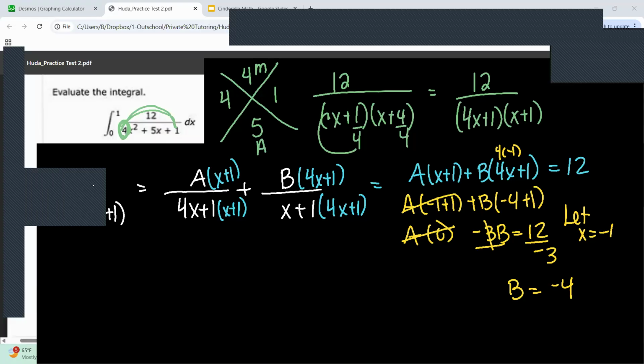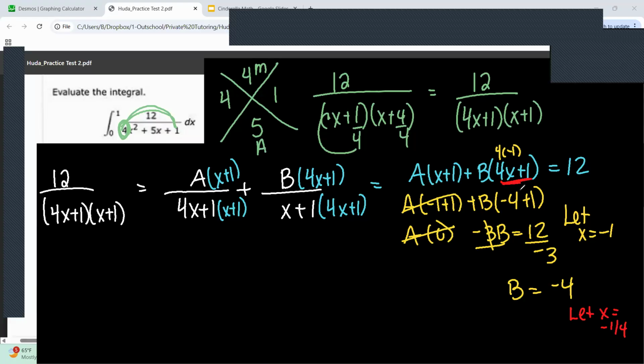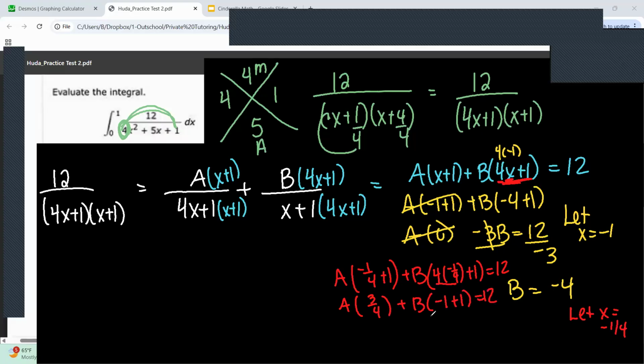Okay, now we want A. So we're going to let x be negative quarter. Basically set this to 0, right? So A times (negative quarter plus 1) plus B times (4 times negative quarter plus 1) equals 12. Solving the red, this would be 3/4. This would be 4 times negative quarter is negative 1 plus 1. This is 0. B times 0 is gone. So this is 3/4 A equals 12.